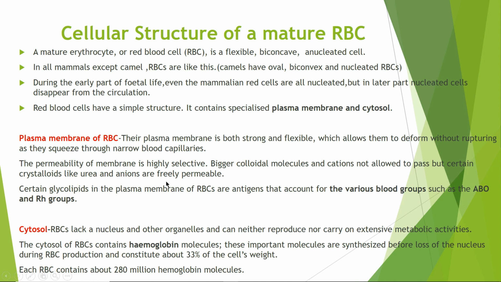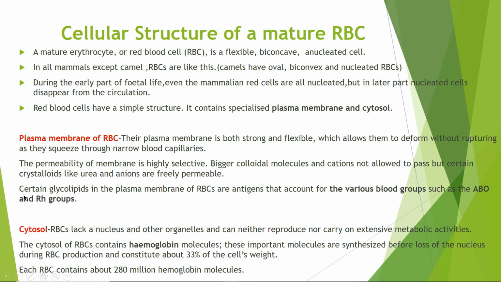The permeability of the membrane of RBCs is highly selective. Why? Because bigger colloidal molecules, any macromolecules, cannot pass through it without the permission of the particular membrane. But some crystalloids like urea and ions are freely permeable, so it is freely permeable to these kinds of molecules, but the bigger molecules have to take permission or have to move through the gated ion channels so that their movement can be carried out easily.